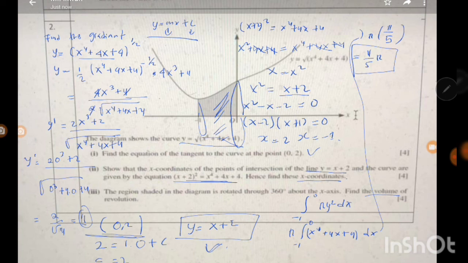And for part ii, you use the formula for the volume when rotating about the x-axis, which is π y² dx. Because our y is a square root, when you square, the square root disappears, right? So we have x⁴ + 4x + 4 dx. By using the calculator integration, this one you get 11 over 5, so you have 11 over 5 π.